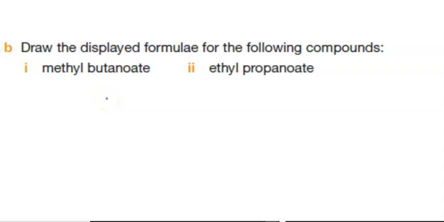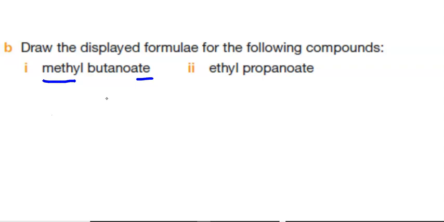Now for drawing displayed formula, you need to show all bonds and atoms. So again, you know about esters that they have two parts, for example methyl and butanoate: the -yl part and the -oate part, and they are very specific. They give you some information. The -yl part is from alcohol, the -oate part is from carboxylic acid, right?